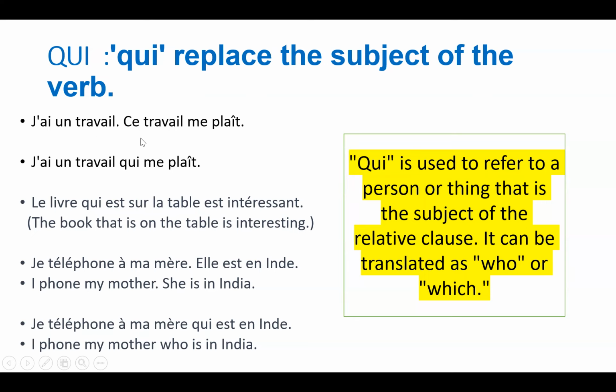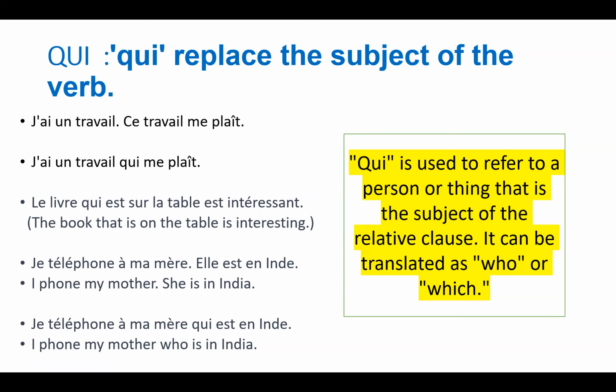So, ce travail is the subject. We'll remove ce travail, just to avoid the repetition, and replace it with qui. So, j'ai un travail qui m'appelait. So, I have a work which I like. Okay, so it becomes one sentence.